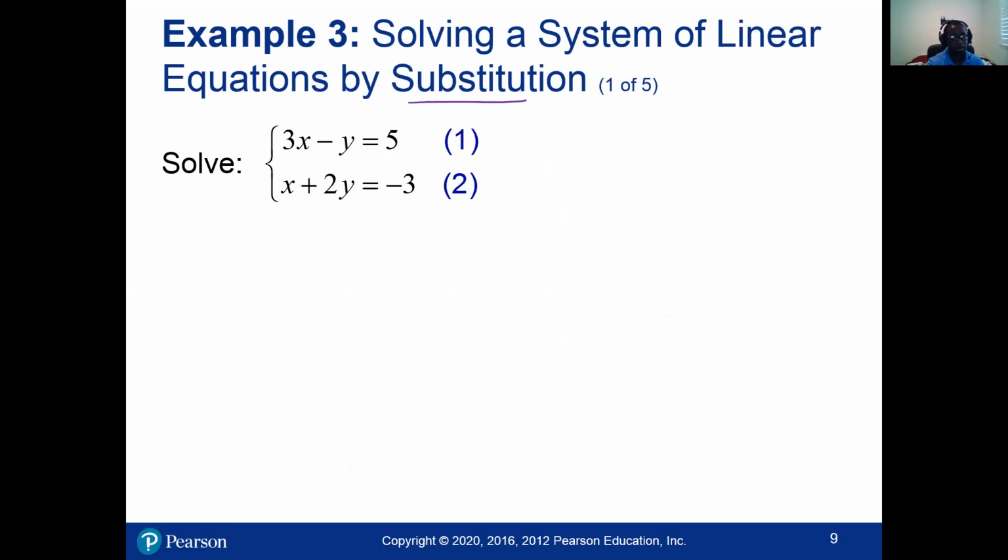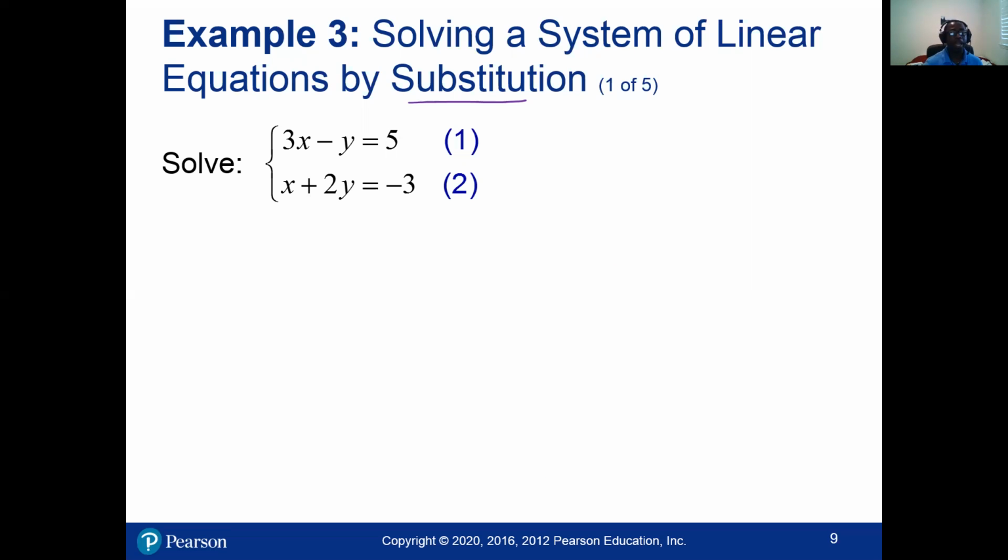We go through some steps. I'm going to go through the steps for this first example, and then also steps for elimination. But in subsequent examples, I will not separate them. I will lump all the steps together and show you how to do things.